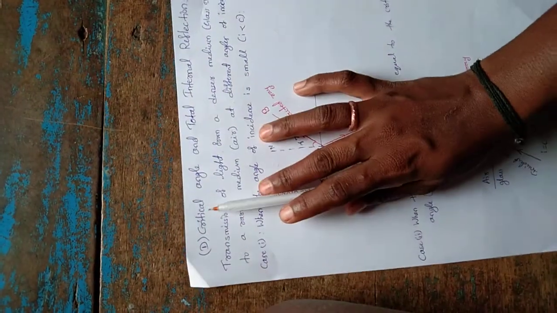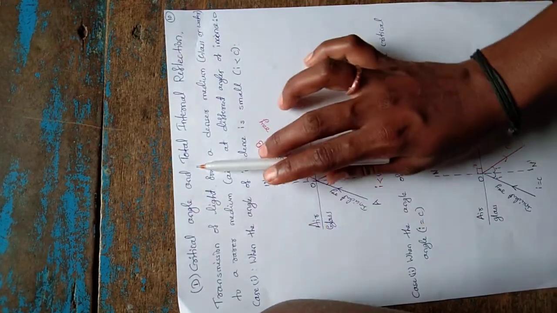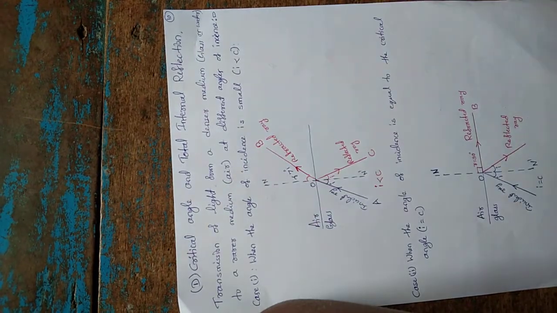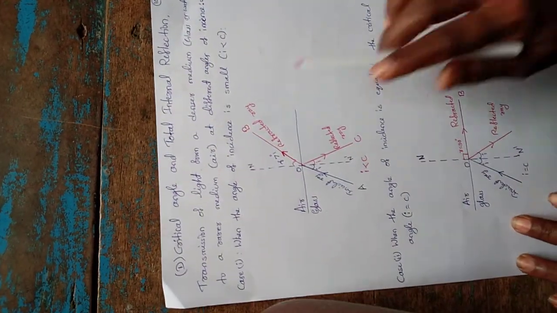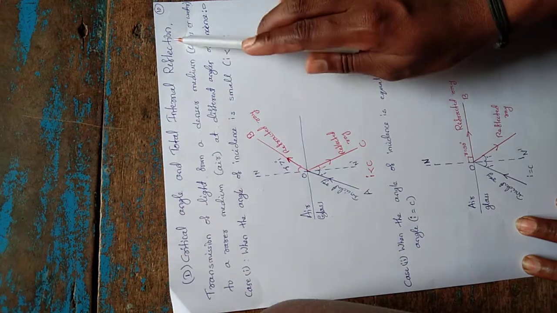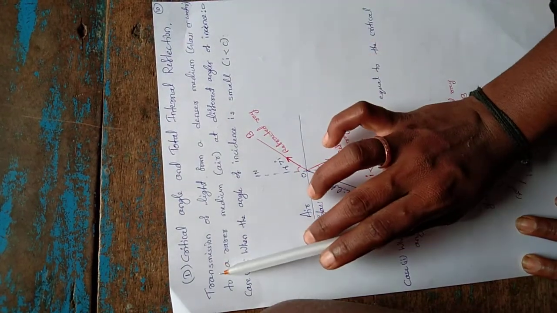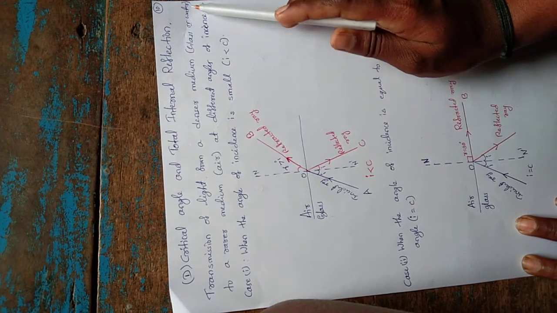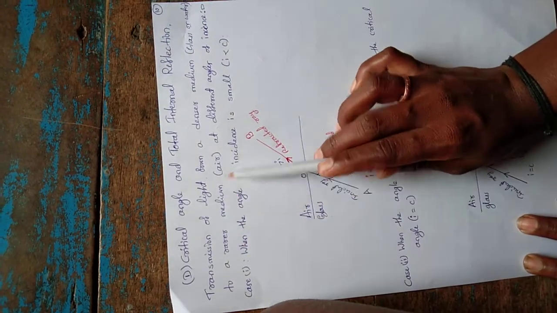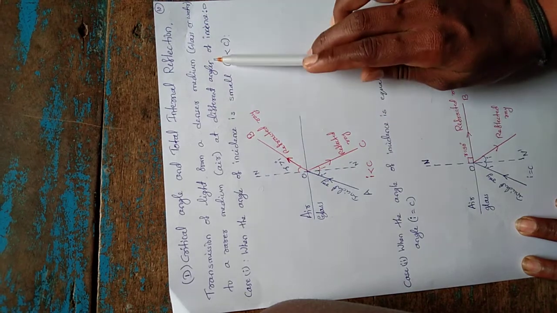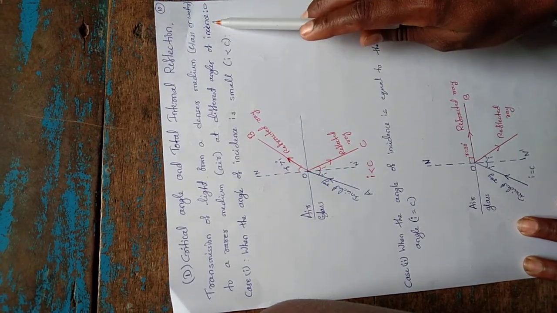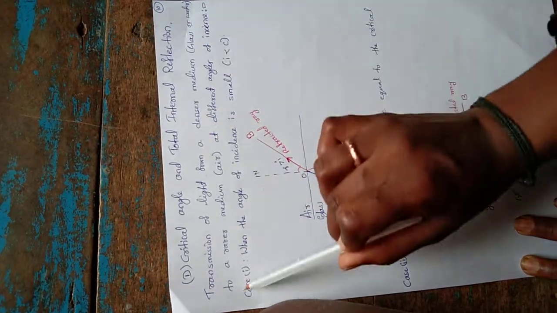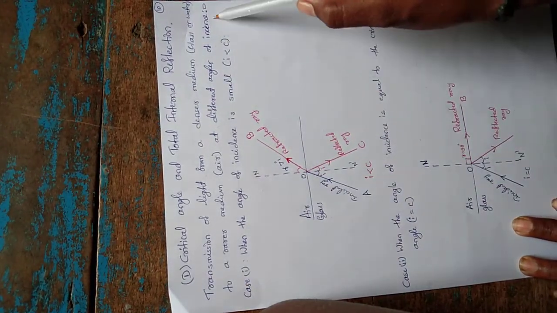Next, part D, critical angle and total internal reflection. These two quantities are very important. Transmission of light from a denser medium, for example glass or water, to a rarer medium, for example air, at different angles of incidence.